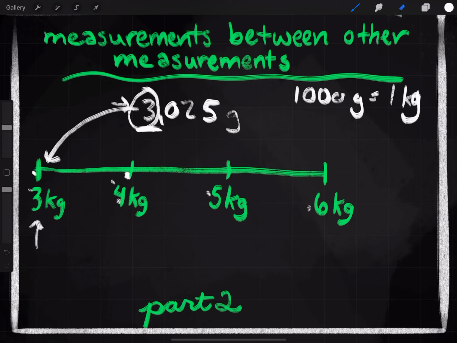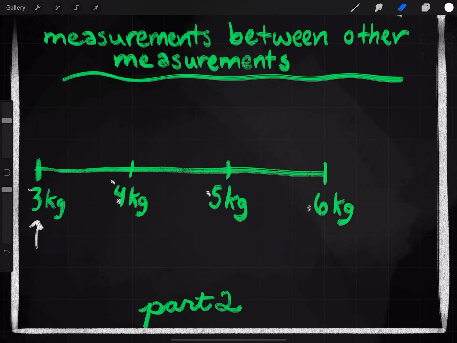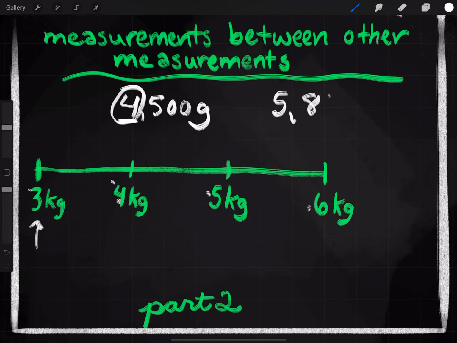Let's do a couple examples. So let's say you have 4,500 grams. How many whole kilograms are in that? And hopefully you said there are 4 whole kilograms because this number tells me. And if I had 5,892 grams, how many whole kilograms are in that? Oh, 5, because you can look at the thousands place to tell you that.